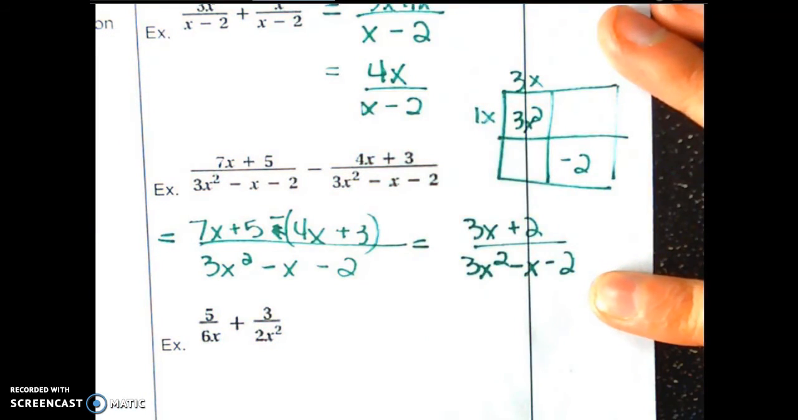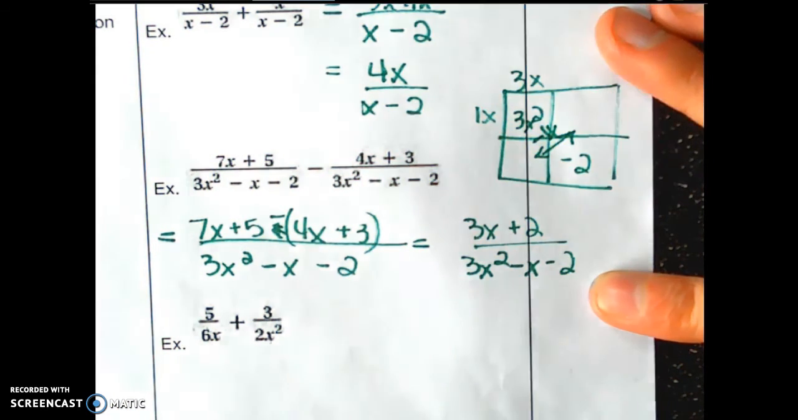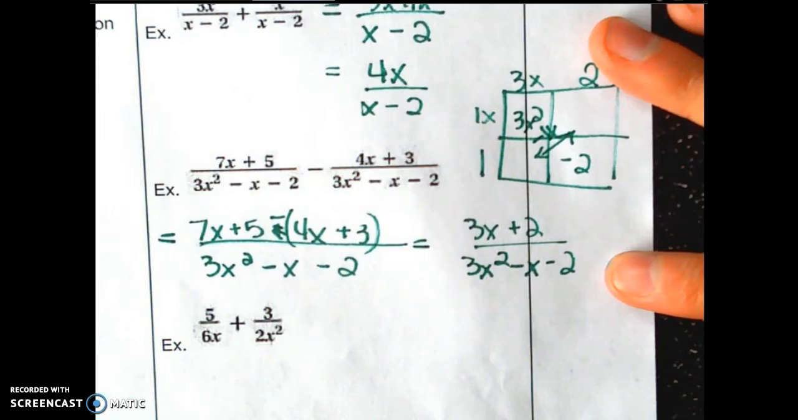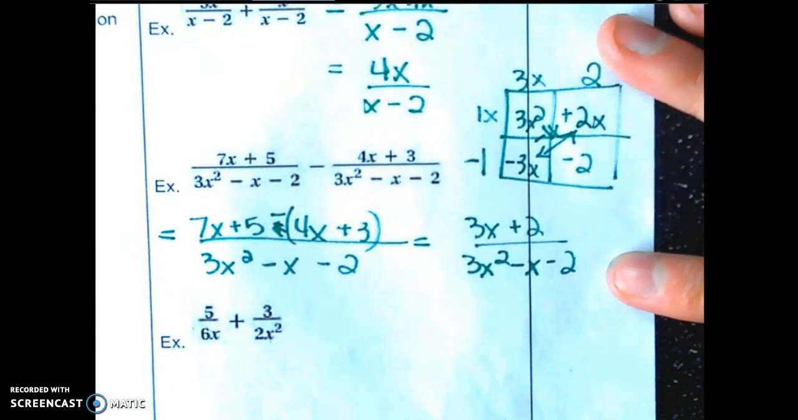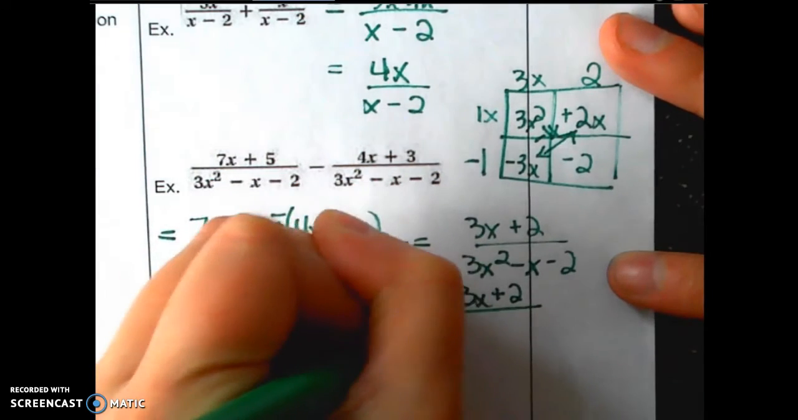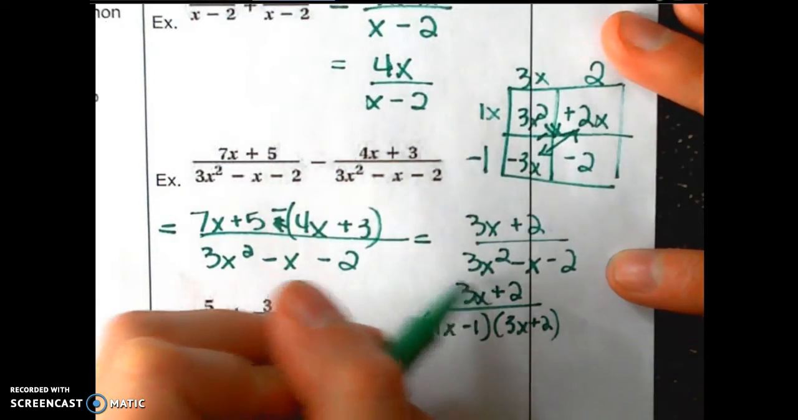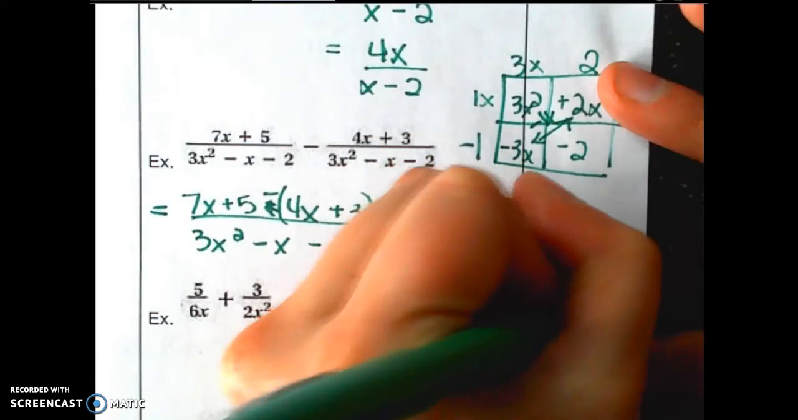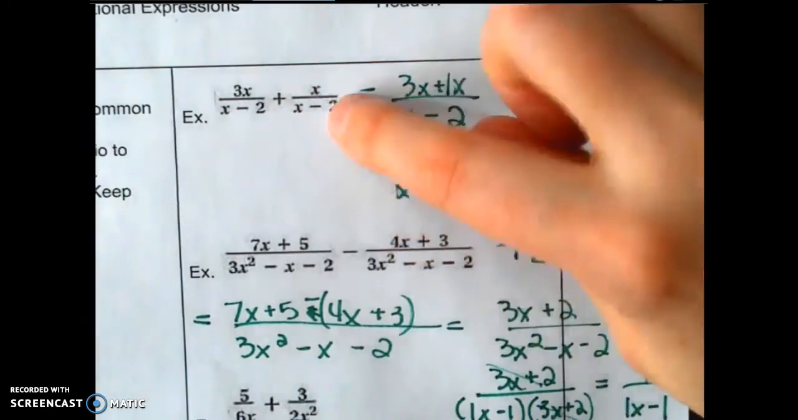The ways to get to 3x are 3x and 1x. And I need to find something that multiplies to negative 2 and adds to negative 1x. So I think I will put 2 here and 1 here, and I will make the 1 negative, because that gives me negative 3x plus 2x, which gives me negative 1x. So then I can rewrite this as 3x plus 2 over 1x minus 1 times 3x plus 2. And when you look at that, I have a common factor in the top and the bottom. So this just turns into 1 over 1x minus 1.